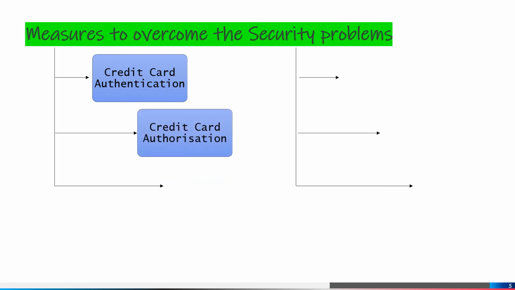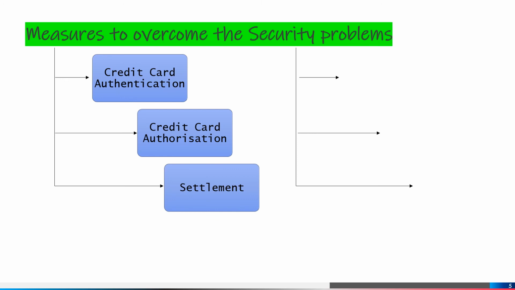Credit card authorization. This system checks whether the funds are available in the credit card account of the customer or not. When you put in your credit card, it has to be authorized by your bank. That means your bank authorizes that you have enough balance in your credit card to pay for a certain transaction. So this secures the seller's part.